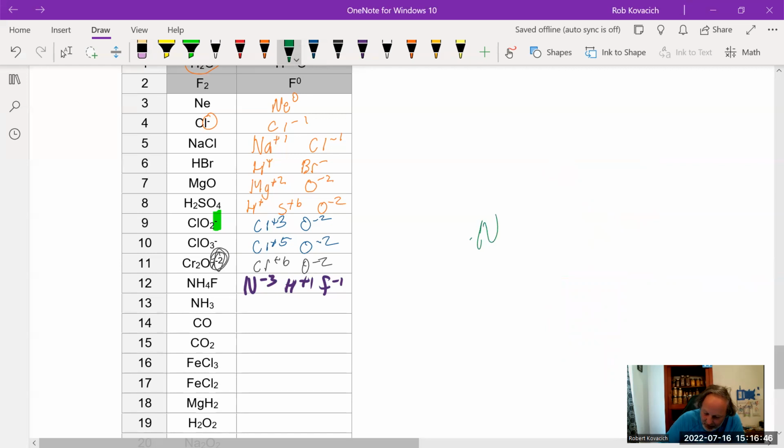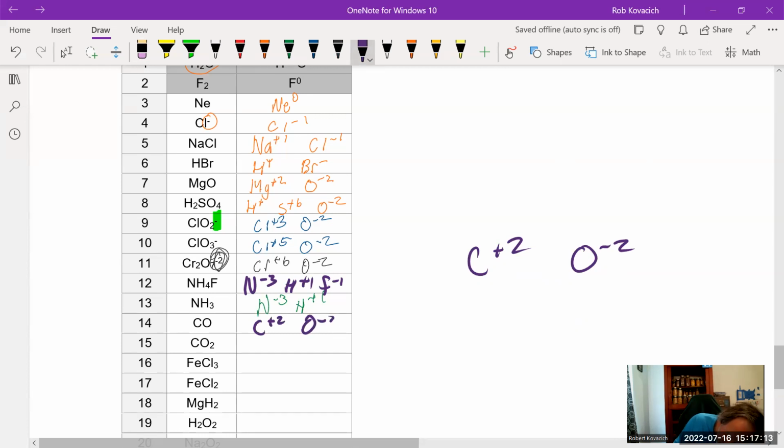So the next one, I've got a nitrogen and 3 hydrogens. The overall charge is 0, +1, +1, +1. So again, nitrogen with a -3, hydrogen with a +1 charge. Okay, so the next one looks like carbon monoxide. And so I've got a C and an O. You're a -2, so that means you're a +2. Okay, that's it. So C is +2, O is -2.